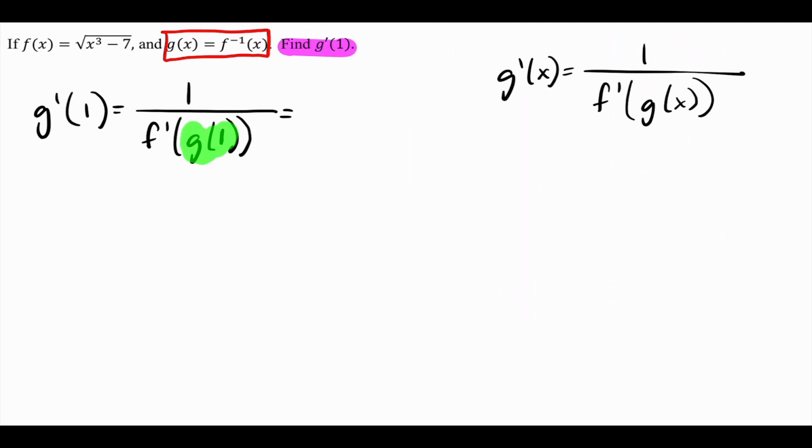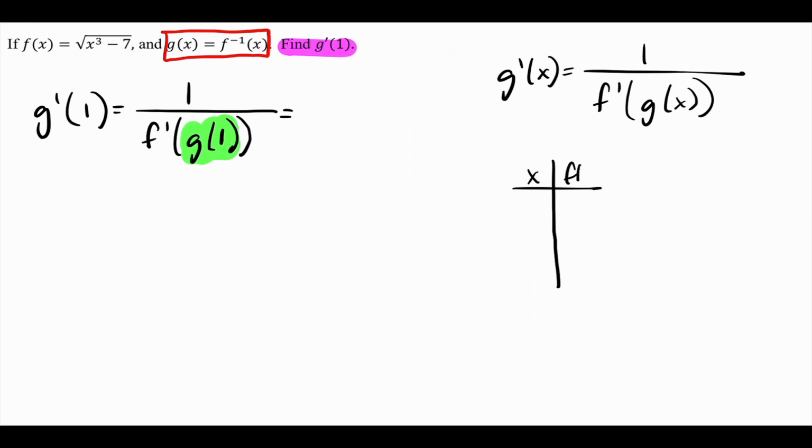So let's start with the inside here. G of 1. How do I find G of 1? So G is the inverse. So what this is saying is when you find the inverse of F, plug in 1, what do you get? That's what it's saying. But I don't have the inverse of F, right? What am I going to do? I'm going to make another table. I'm going to make 2 tables, in fact.